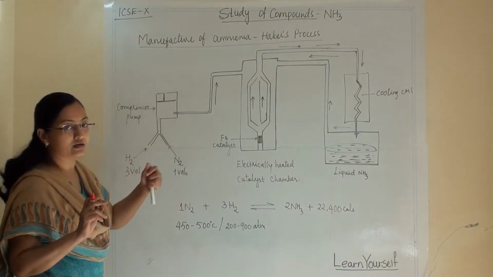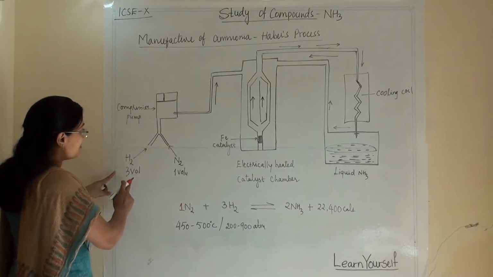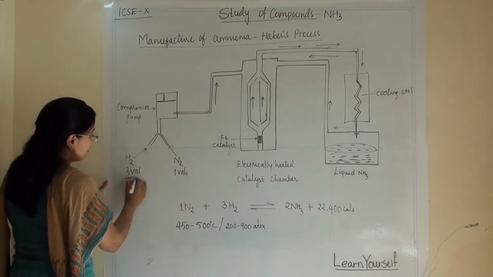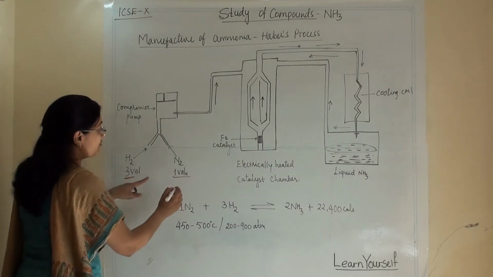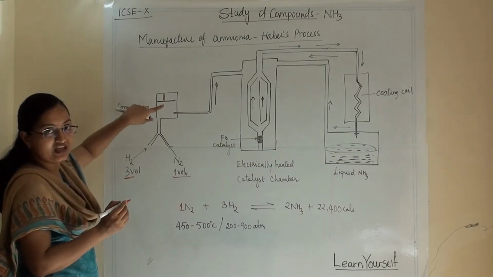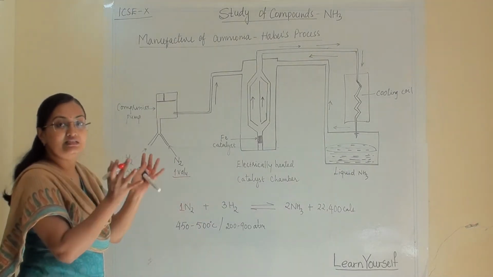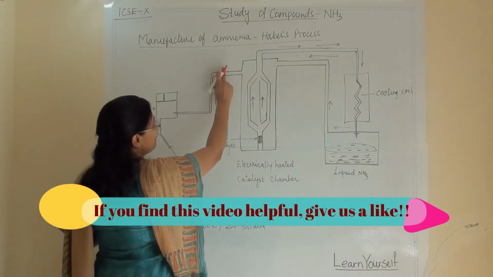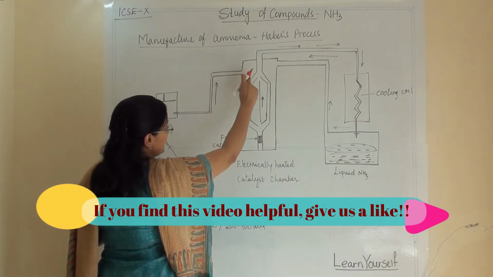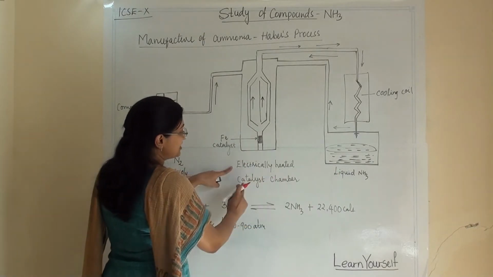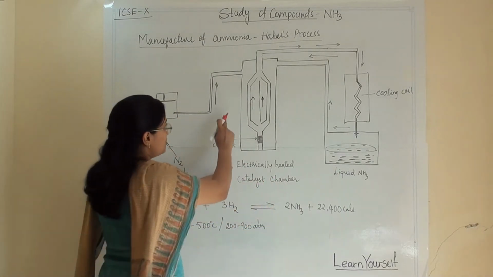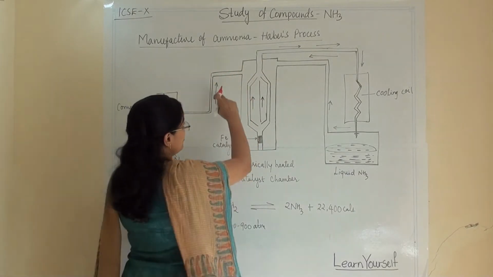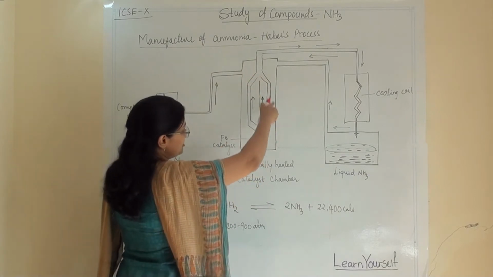Understanding how we are doing it. From here, this is a compression pump. From here we are adding 3 volumes of hydrogen and 1 volume of nitrogen to this chamber. This chamber will compress both gases, and that mixture will travel through this and come to the electrically heated catalyst chamber. So these two compressed gases, hydrogen and nitrogen, will come here into the electrically heated chamber.